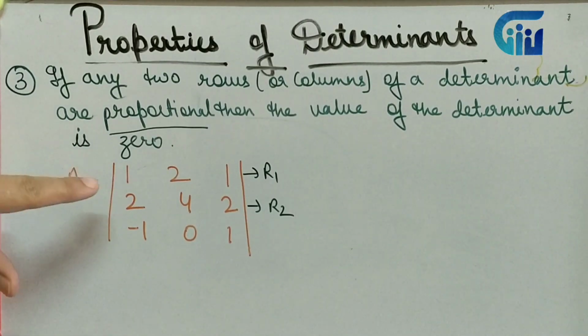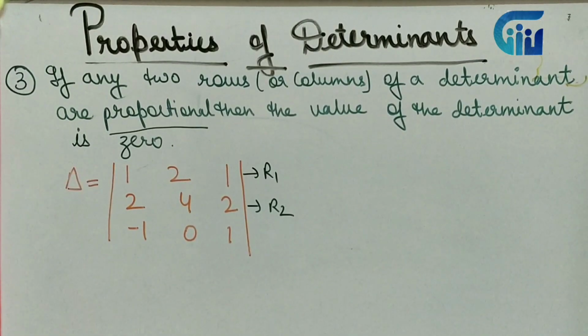Now what do we observe? 2 divided by 1 is 2, 4 divided by 2 is 2, 2 divided by 1 is 2. So it is proportional. Proportional means the answer of the division should come out to be the same. And this should happen for each and every element of that particular row and column. So both the rows are proportional.